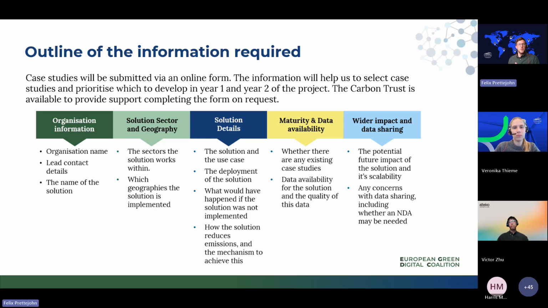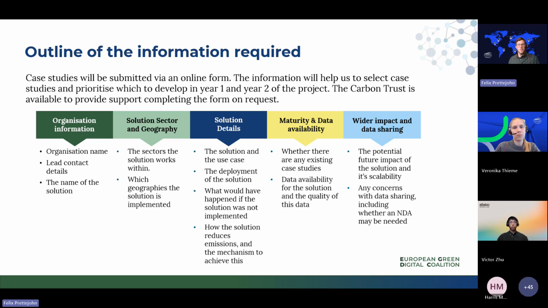Then we have questions on its maturity and the data availability. Before finally, there's just wider impact of the solution and its scalability. And sorry, very importantly, the last point is concerns with data sharing and whether an NDA will be needed.